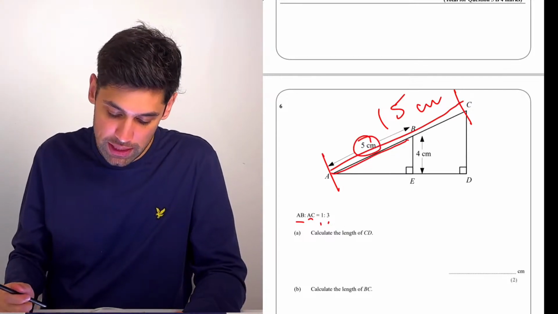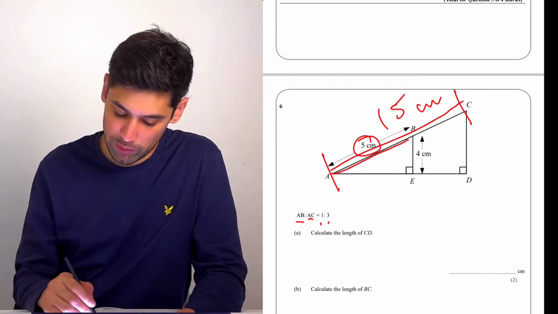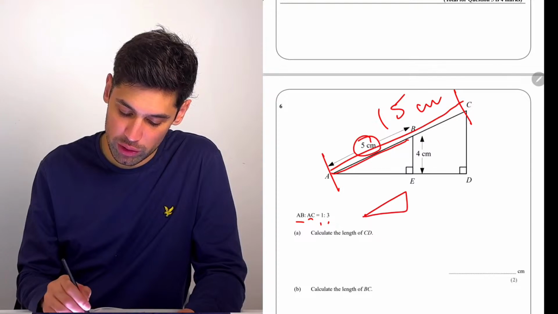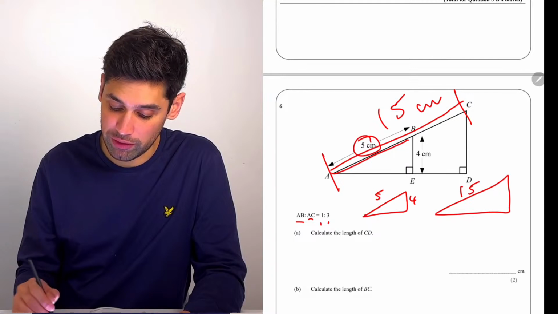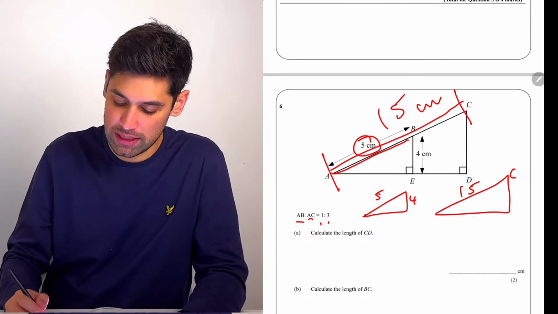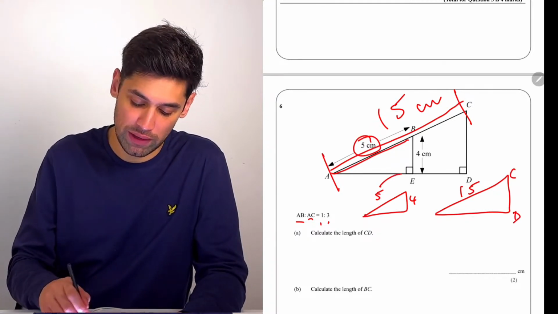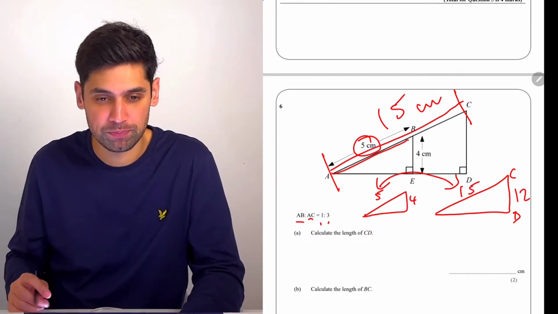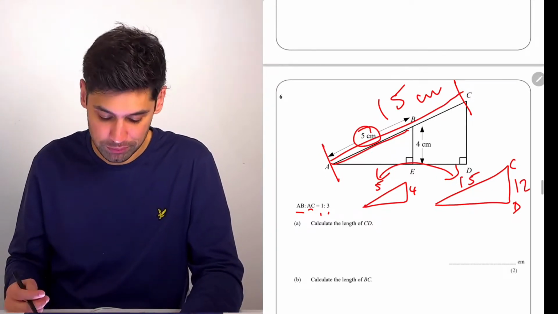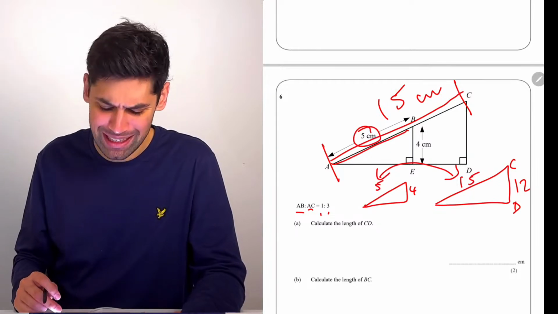Calculate the length of CD. Well, if we draw these two triangles next to each other, we've got the smaller one, which is 5, 4, and we've got the bigger one, which we now know is 15, then CD here, we can see the scale factor there is 3, quite a nice one. So CD is going to be 12, because it's 4 times 3. Calculate the length of BC.